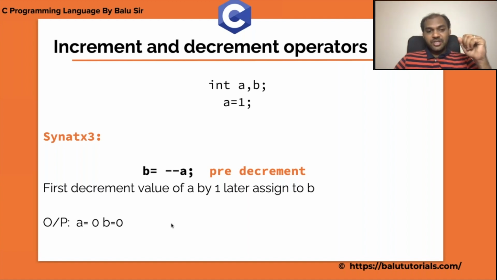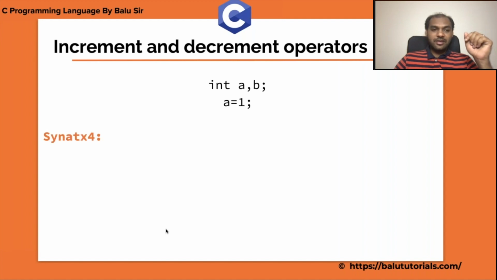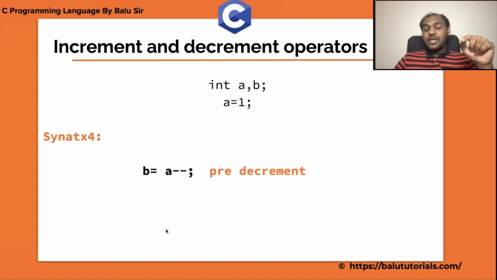Then the last expression is int a, b, a equals to 1, and the syntax of this one is b equal to a--. This is the post decrement. So if it is a post decrement, what's going to happen here? First, the value of a will be assigned to b. After that, the value of a will be modified.